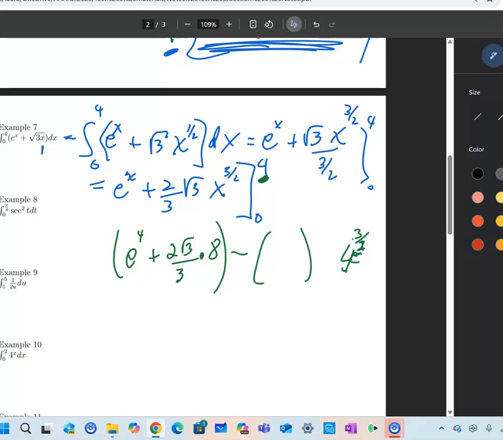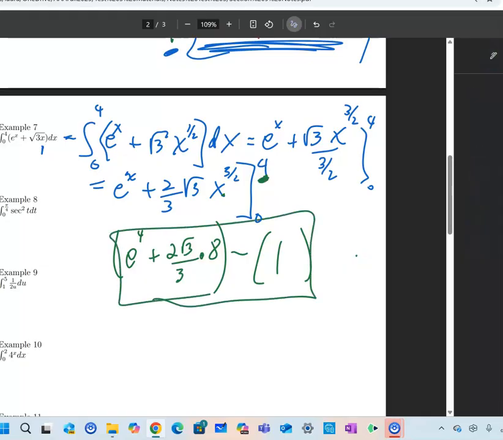The 0, e to the 0 gives me 1, right? And if I put 0 in there, that's all there is. So this would be the answer, right? Big ugly things, you're just expecting ugly things.